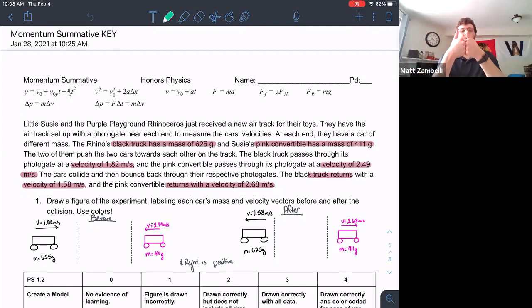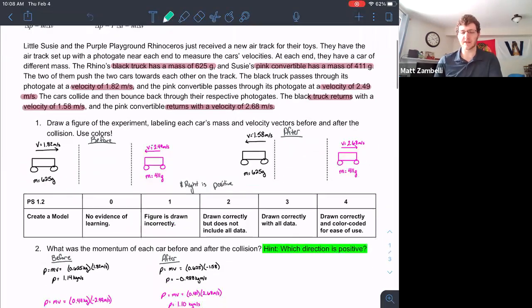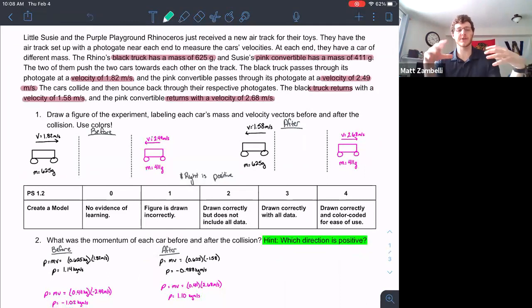The cars collide and bounce back through their respective photo gates. The black truck returns with a velocity of 1.58 meters per second, and the pink convertible returns with a velocity of 2.68 meters per second. So for this first question, what you're doing is drawing those pictures for before and after. I did like it.